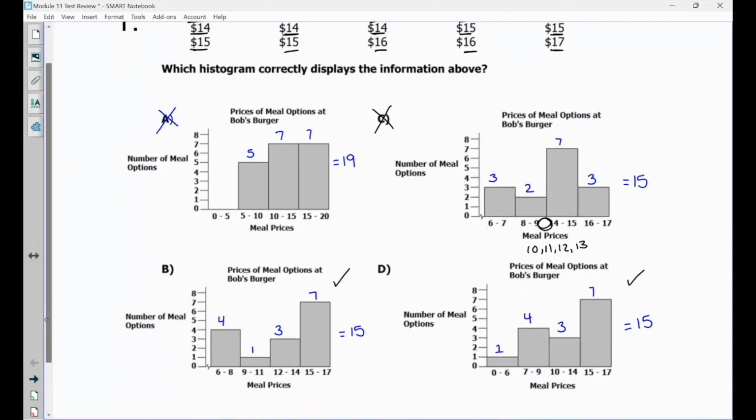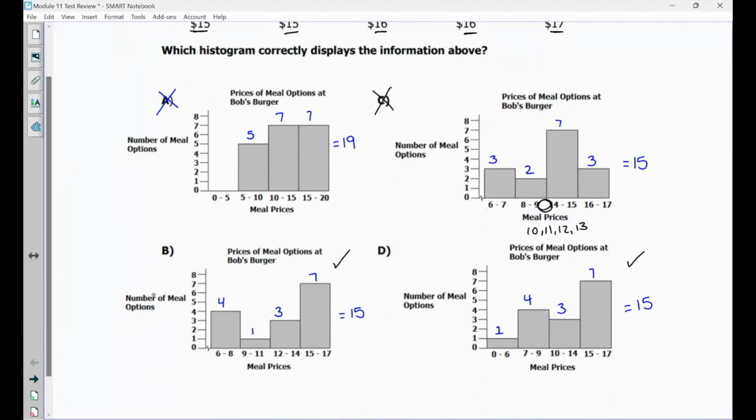All right, so now we're going to be looking at our graph, make sure everything's correct. Now we could be finding other mistakes. It's clearly not with our bar data. So prices of meal options at Bob's Burger, that seems to be the same. Number of meal options, same. Meal prices, that also seems to be the same.